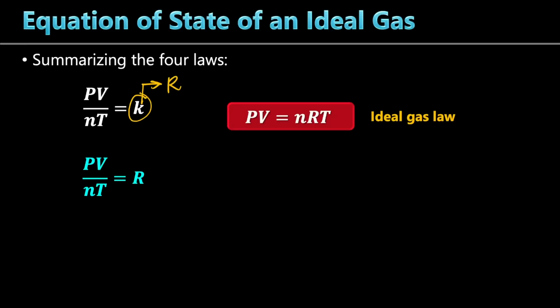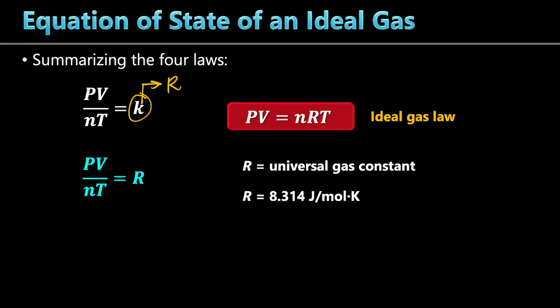And what do we call this constant R? This R is called the universal gas constant. In SI units, what is the value of the universal gas constant? In SI units, it has a value of 8.314 and the unit is joules per mole Kelvin. Okay? Sir, when do we use this value of R? When the given quantities have SI units. For example, the pressure is in Pascal, the volume is in cubic meters. Of course, the temperature must always be in kelvins.